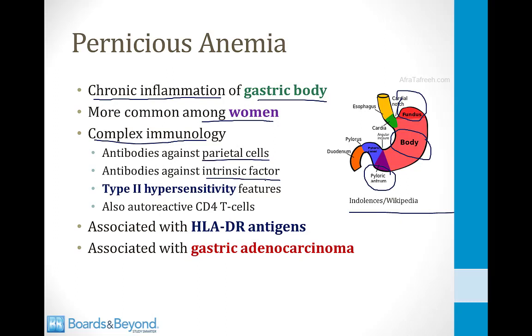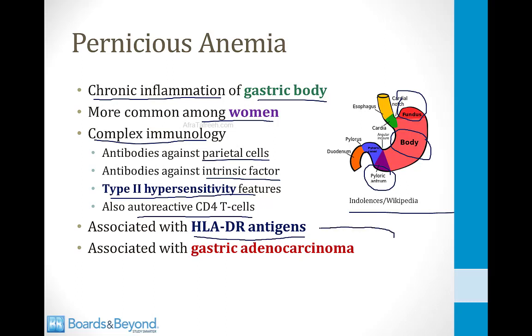For these reasons, it's often held up as an example of a type 2 hypersensitivity reaction where antibodies attack tissues in the body. However, it's more complicated than just antibodies. There's also evidence of autoreactive CD4 T cells and other immunologic processes occurring in pernicious anemia. Like many autoimmune diseases, it's associated with certain HLA antigens. In the case of pernicious anemia, it's been associated with a number of different HLA-DR antigens.